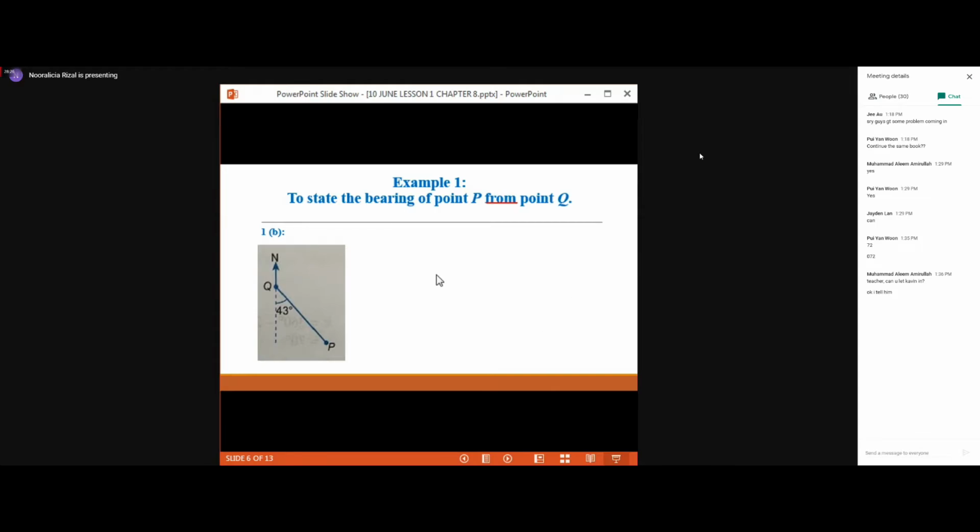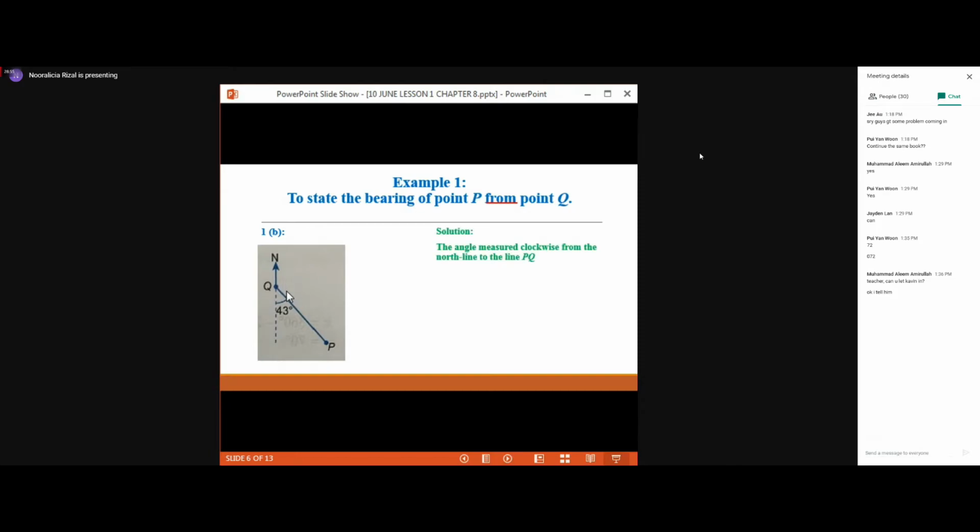Okay, now continue. So from point Q, the north line is there, but according to my statement just now, I told you from the north line, you move clockwise. So can you see clockwise should be here? So it's this one here. So 43 is not the bearing or the answer. So how are we going to get the answer here?